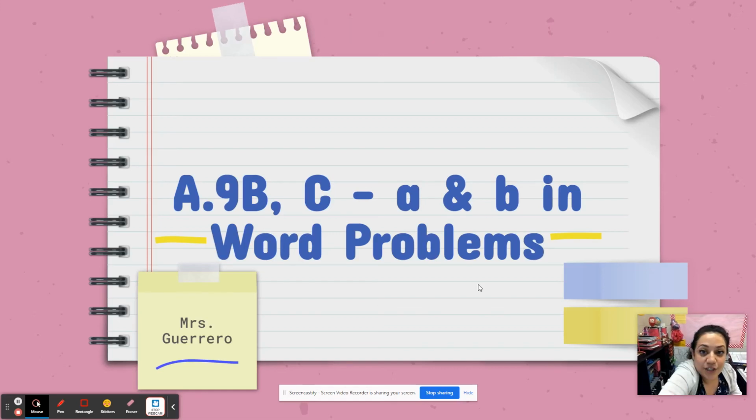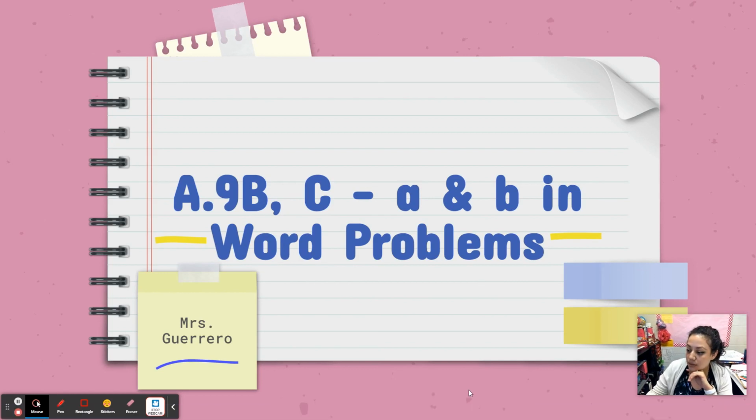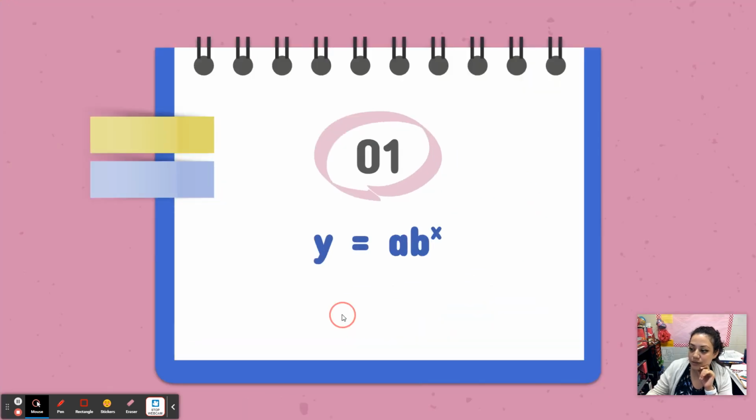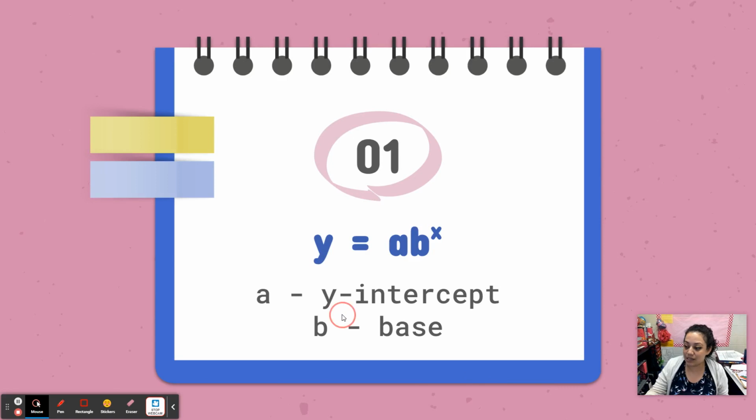Hey you guys, for this video we're going to look at word problems and how you can identify A and B inside your word problems. Let's go ahead and get started. So we already discussed that A is your y-intercept and B is the base.